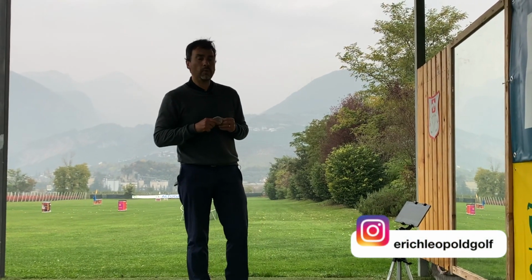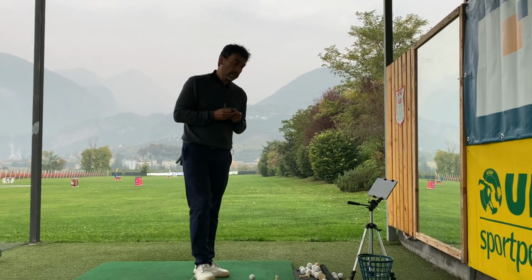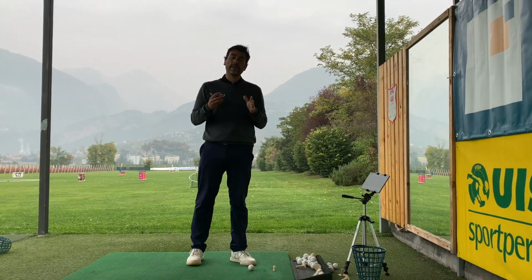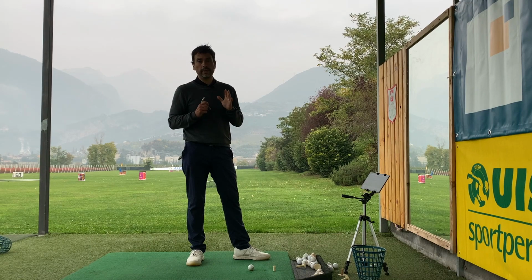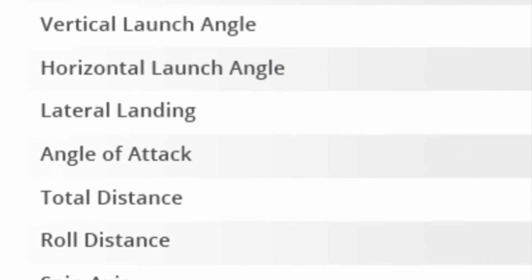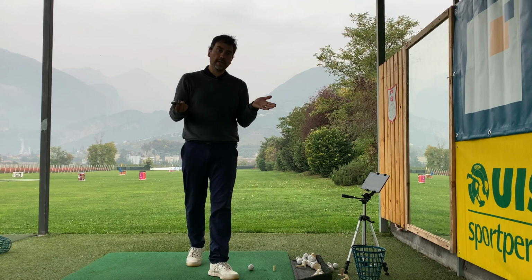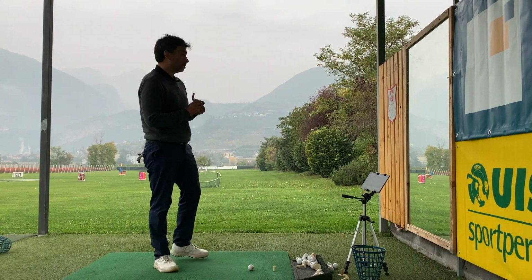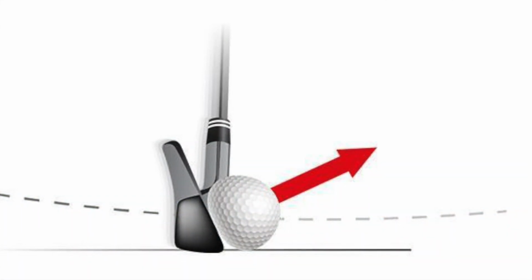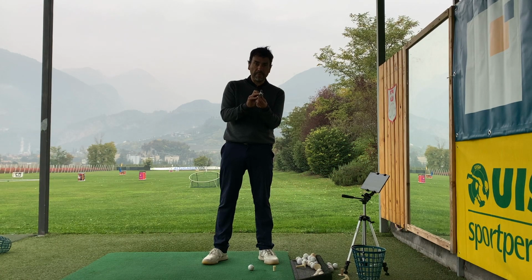So today what I want to talk about is the dynamic loft on the Mevo Plus. Obviously, if you have the unit, you know that that number isn't included in the parameters, but if you think about it, all it is is the difference between angle of attack and spin loft. That difference is dynamic loft, which is really important because that's what determines the loft that is given to the golf club on impact.